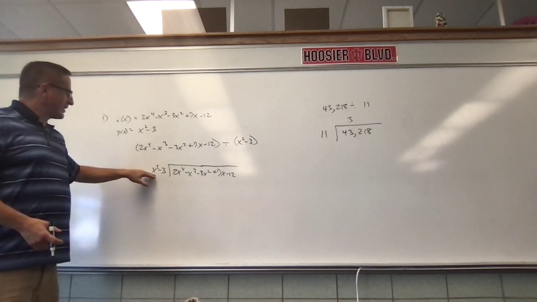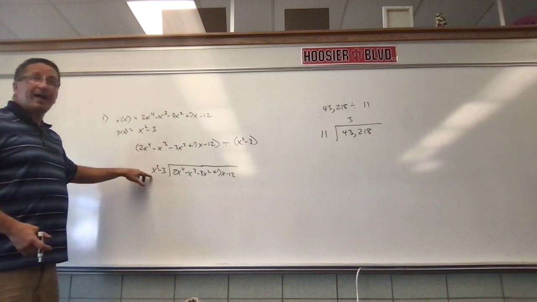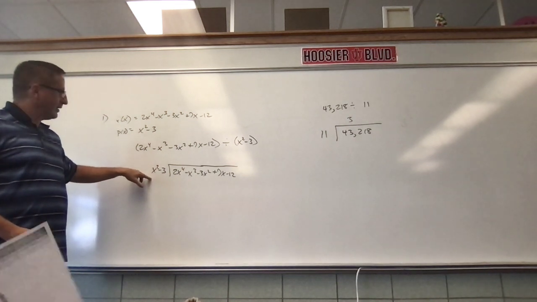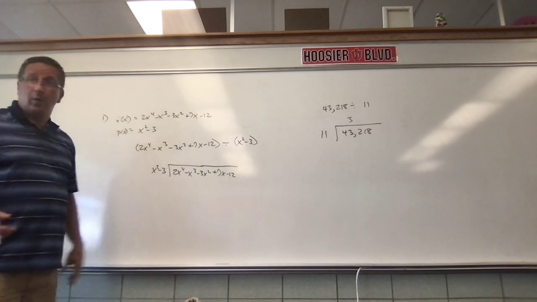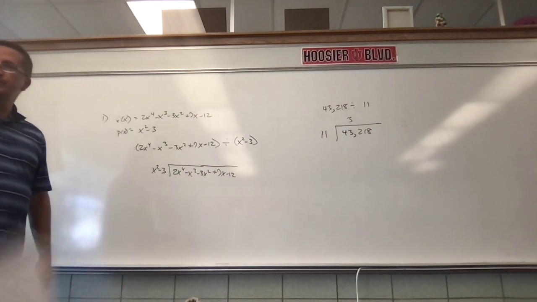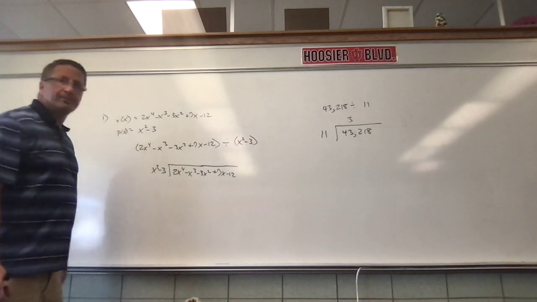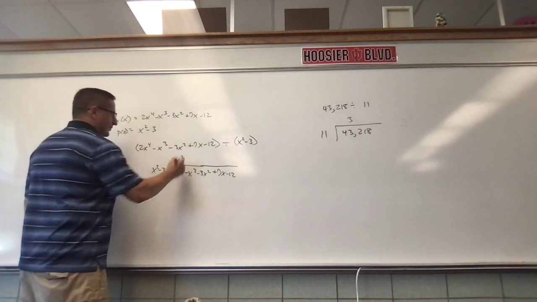How many times does x squared go into 2x to the 4th? Or what do I multiply x squared by to make 2x to the 4th? What do I times x? 2? 2x squared. So where do I put 2x squared at? On top. Write that up there, okay?